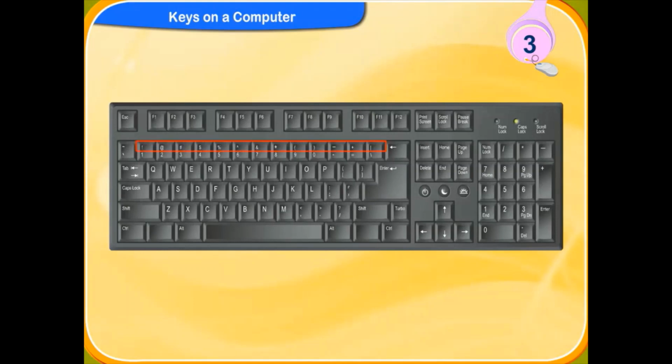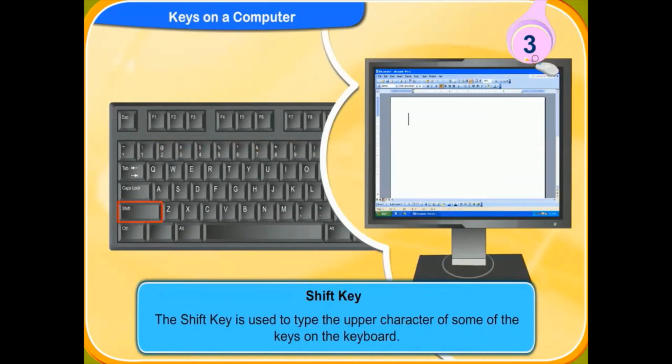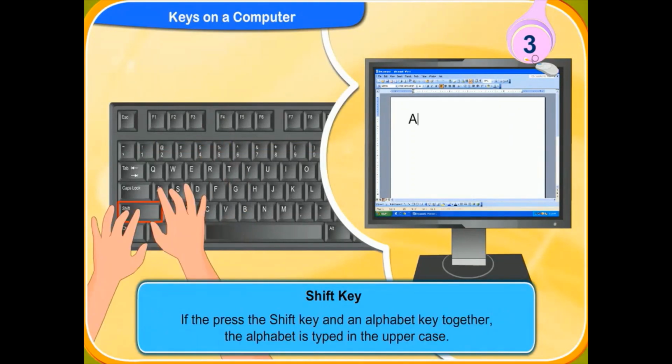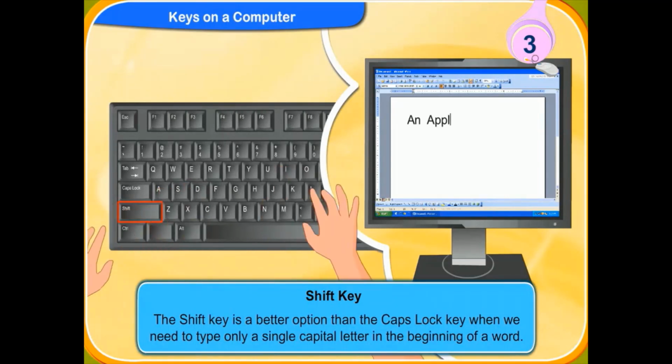Look at the number keys. They have a symbol printed above the number. If you wish to type the symbol, you need to press the shift key and the number key together. So the shift key is used to type the upper character of some of these keys on the keyboard. The shift key is a better option than the caps lock key when we need to type only a single capital letter at the beginning of a word.